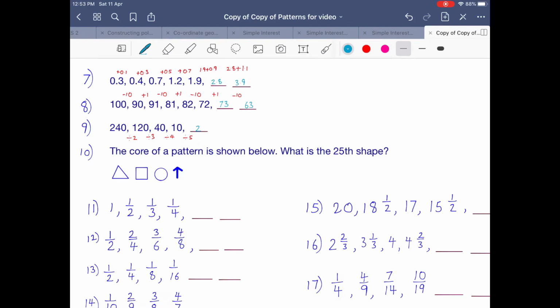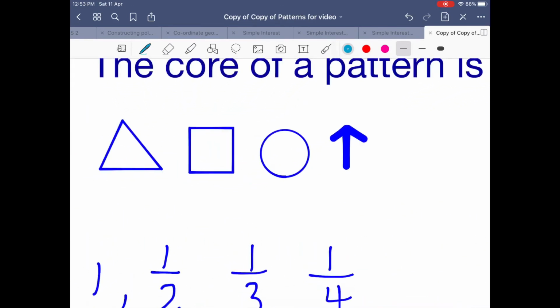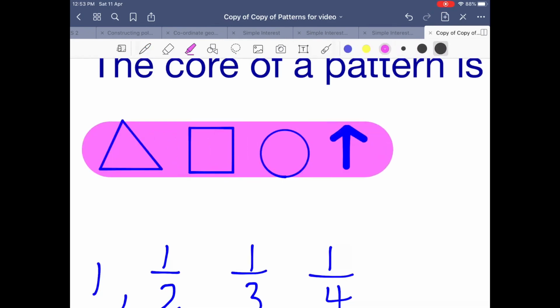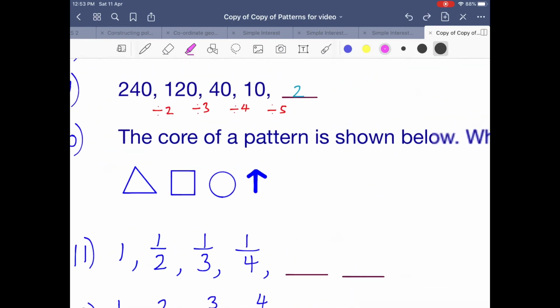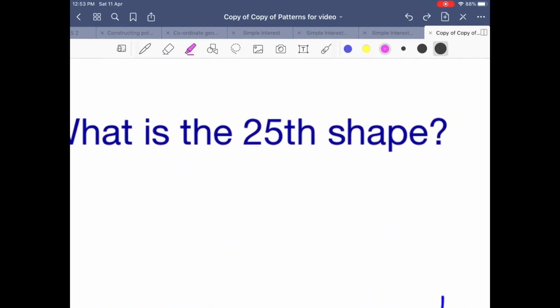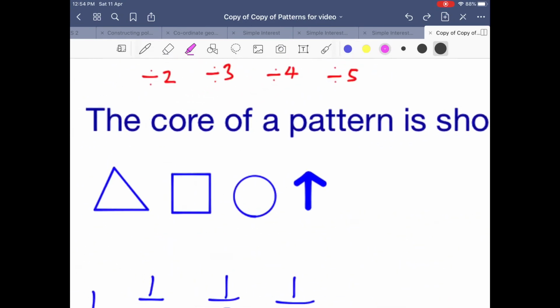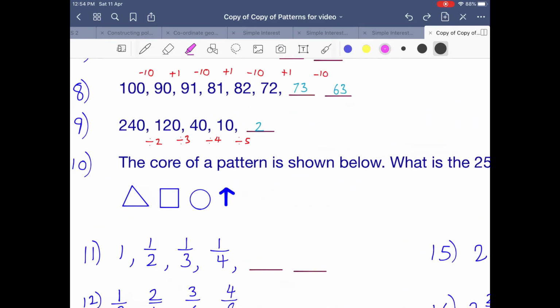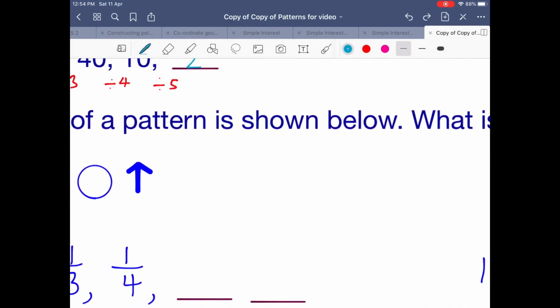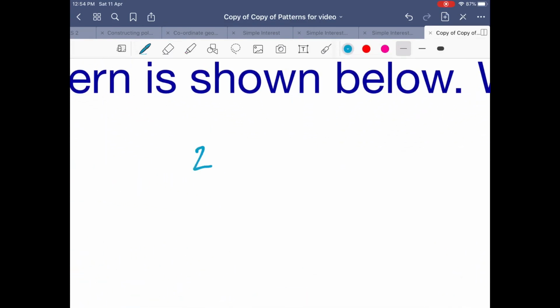Next, we have the core of a pattern shown below. What is the 25th shape? So we have a pattern of 4 items. In this case, the number that they gave us, the 25th shape, we must divide by the amount of items in the core pattern. So that will be 25 divided by 4. We know that 4 into 25 is equal to 6, remainder 1.